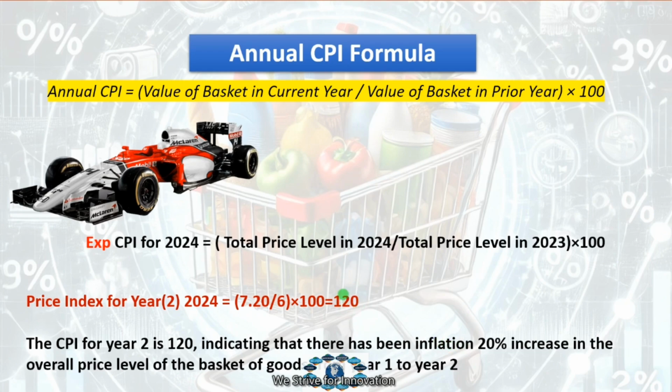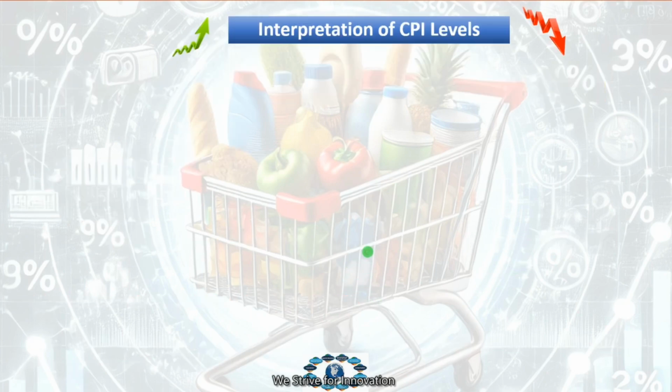The 20% above 100. That's of course an inflation increase in the overall price level of the basket of goods from year 1 to year 2. So when you talk to somebody, you can say, okay, we have an inflation of about what? 100. You're not going to say 120%. You're going to say 20%. Anything above 100, that's the inflation.